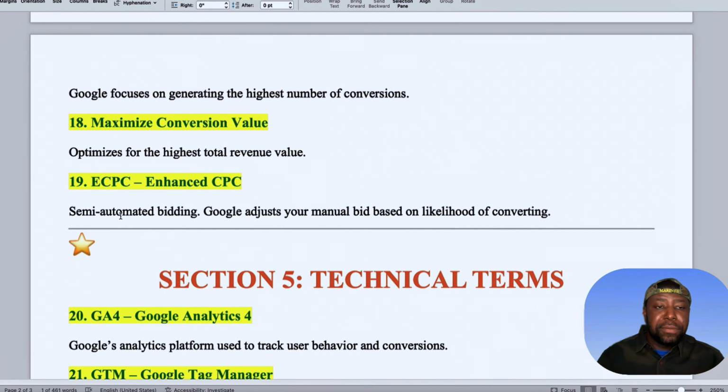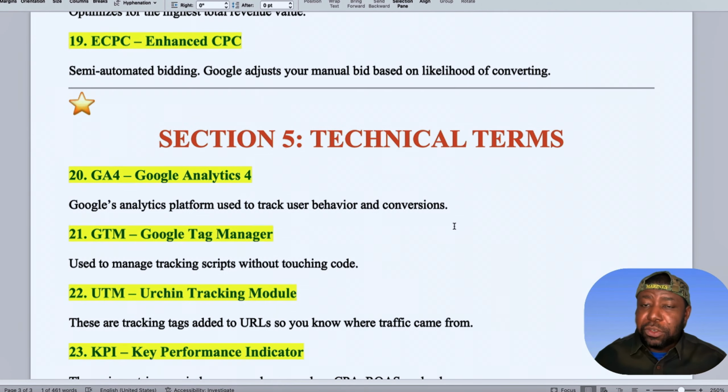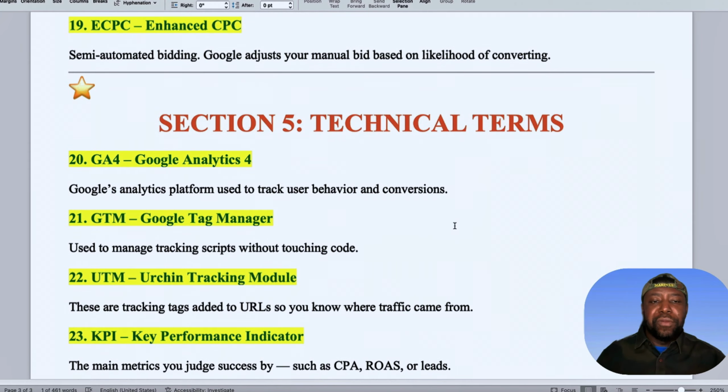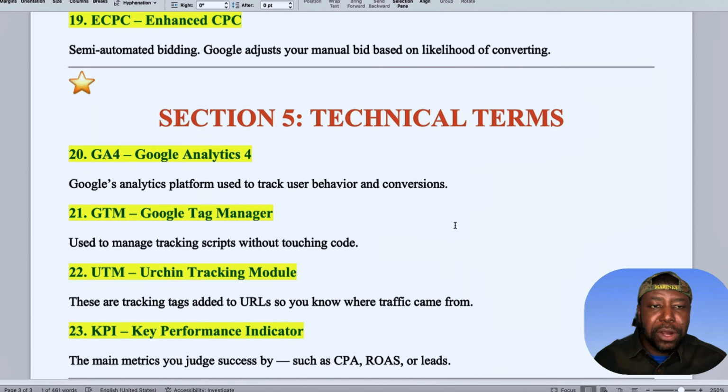Number 19, you have eCPC, enhanced CPC, semi-automated bidding. Okay, Google adjusts your manual bid based on likelihood of conversion. That's what it is. It's as simple as that. So section 5, which is the last section here, but very important, which is technical terms that we have here.